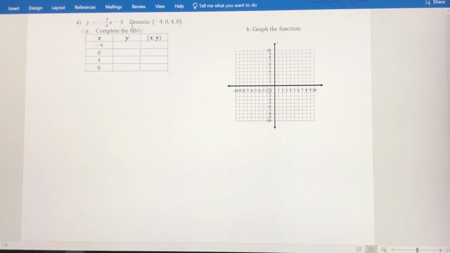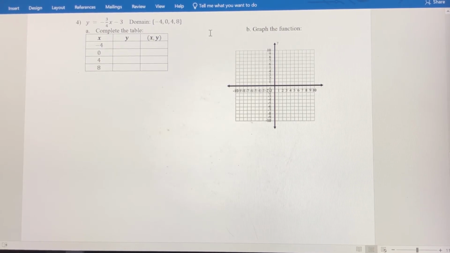So pause the video and let's try number 4 here. The function is y equals -3/4 x minus 3. The domain here is a little different. The domain is specified as -4, 0, 4, and 8. So you're going to want to plug these 4 values in for x to find the output y, and then create your ordered pairs. So pause the video, give this one a try, and then come back and check your work.